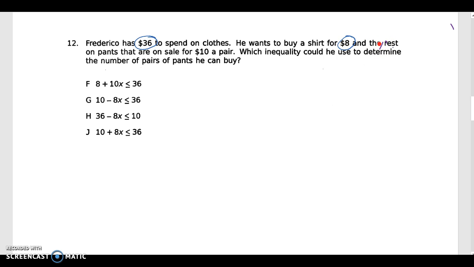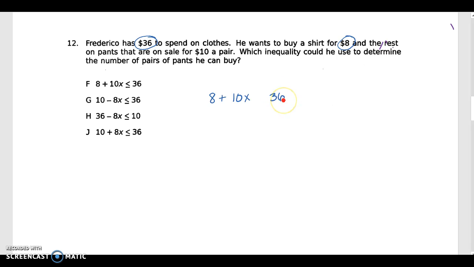Which inequality shows how many pairs of pants he can buy? Okay, so he's buying a shirt. So one shirt for $8, the rest on pants that are $10 a pair. So plus $10 times the number of pairs of pants. And then he has $36.